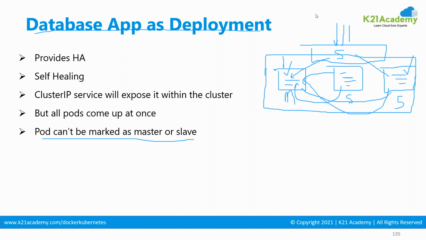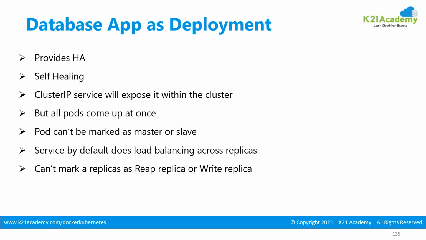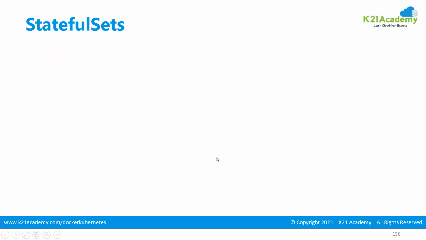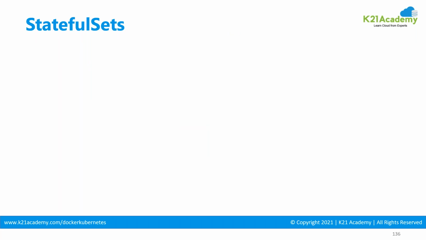Now let me move ahead. Let me erase this. Service by default does load balancing across replicas and can't mark replicas as a read replica or write replica. So there is no concept of read replica and write replica. All of them are write as well as read. So this is the issue with the deployment. The deployment issues which you see here are solved by the stateful set.